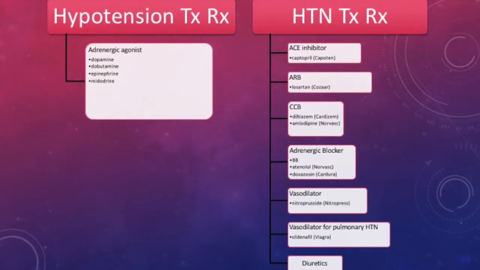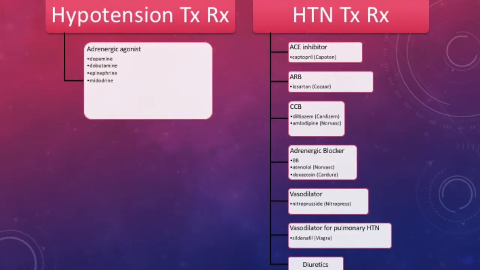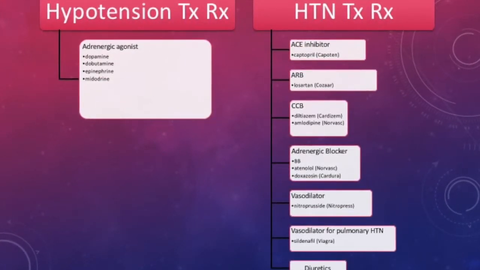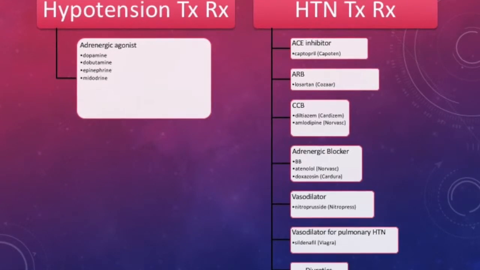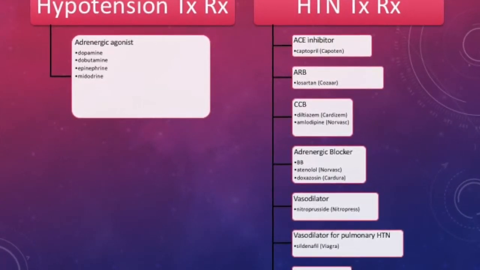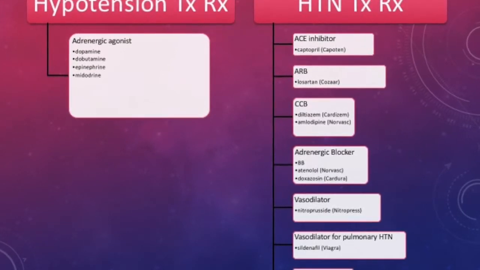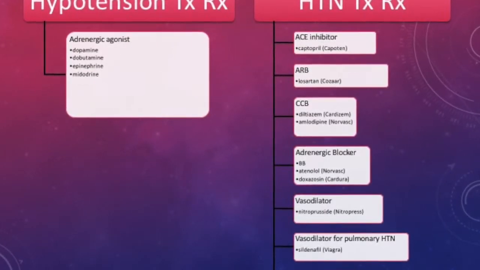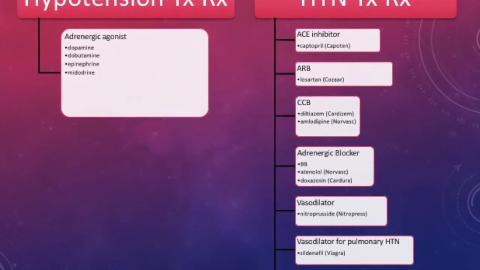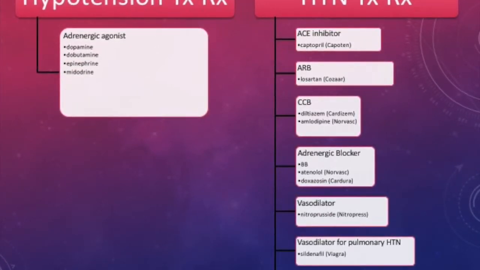Drugs that will be treating hypotension are going to be our adrenergic agonists. That's the dopamine, dobutamine, epinephrine, midodrine. And the hypertension treating drugs are going to be the ACE inhibitors, ARBs, calcium channel blockers, or CCBs, adrenergic blockers, vasodilators for pulmonary hypertension, as well as the diuretics.